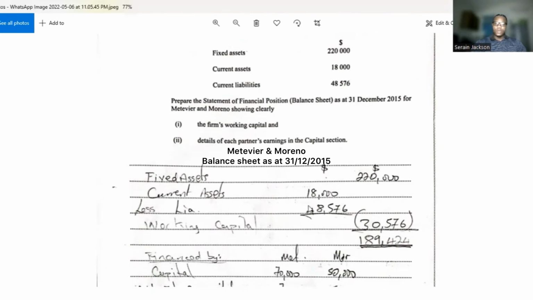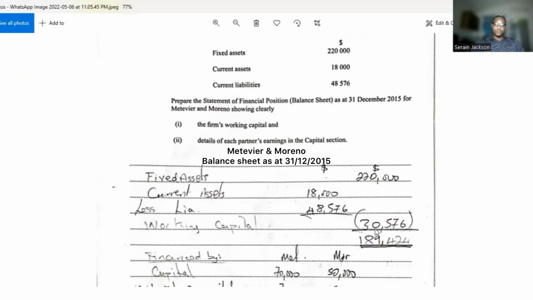Then we have our current assets, 18,000. We showed less our liabilities, right? Current liabilities, which is 48,576. So after you subtract your 48,576 from 18,000, you are going to get a negative figure, which is 30,576. That negative figure there would be your working capital figure. Yes, it's a negative figure, right?